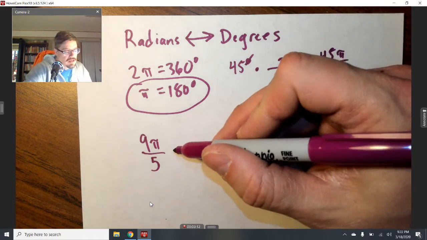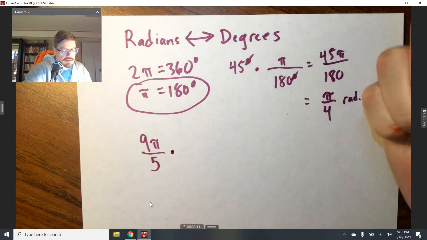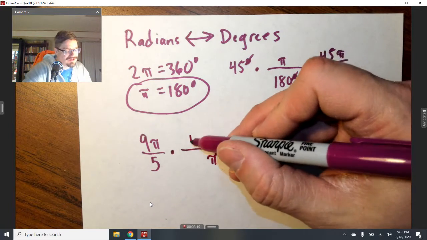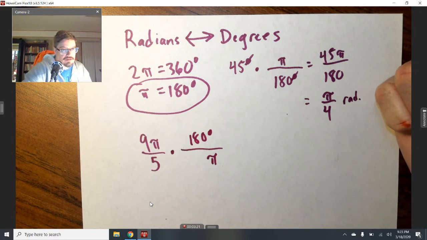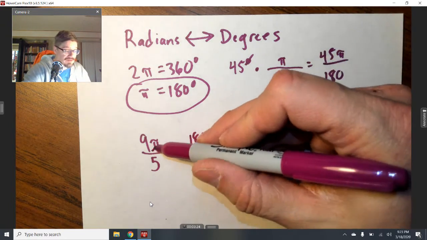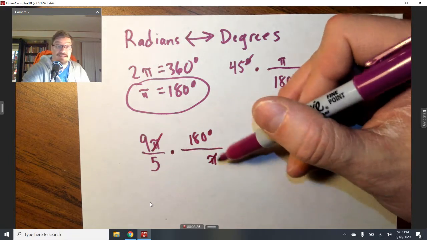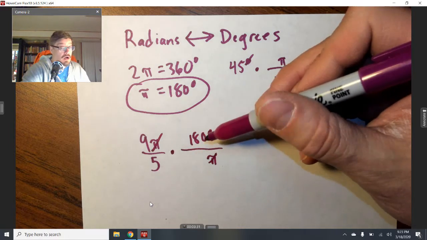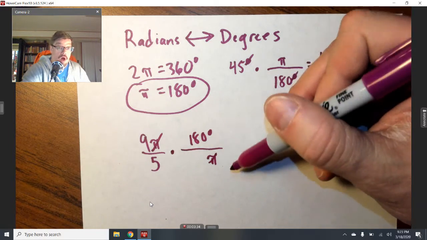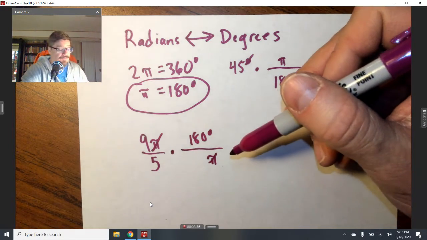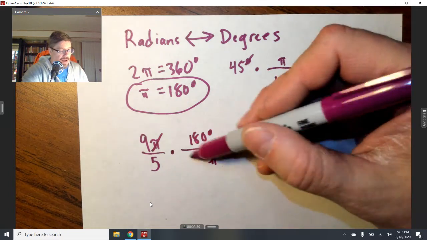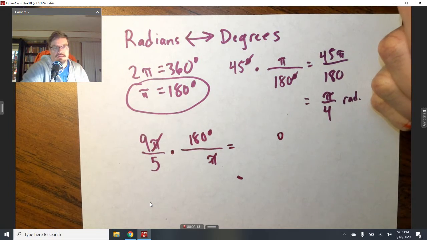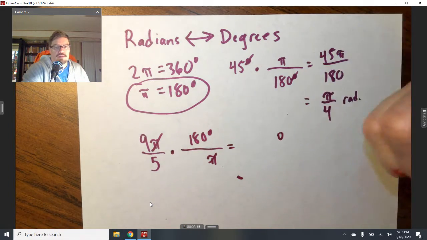So what I do is I multiply by a scale factor. I multiply by the scale factor that gets rid of the pi, but introduces the degrees. So now the pi's will cancel out. This is the equivalence, this is the scale factor: 180 is pi, so 180 degrees divided by pi is 1. Now the pi's cancel out. I have a degree left, so this means that my answer will be in degrees, because the pi's are gone and the degree is introduced.